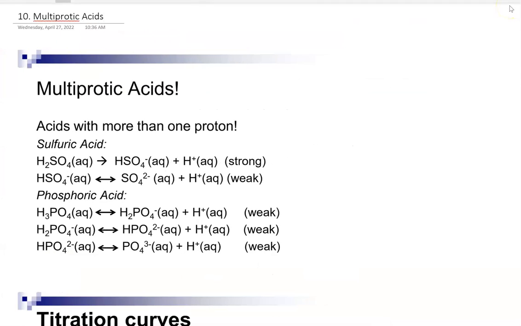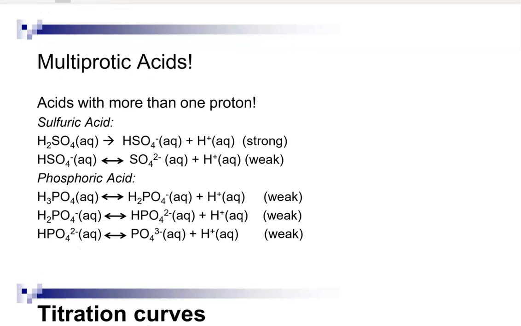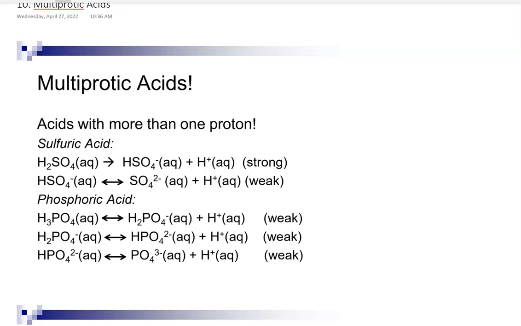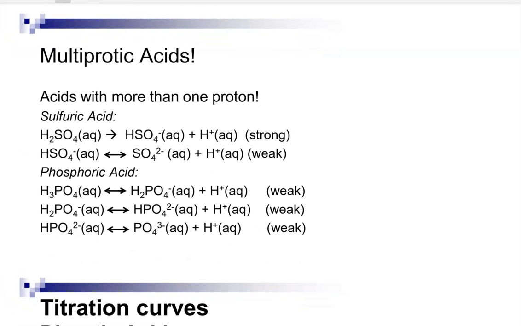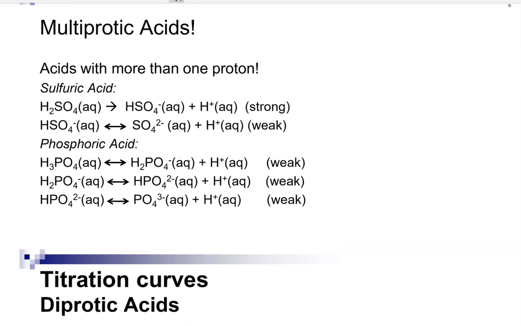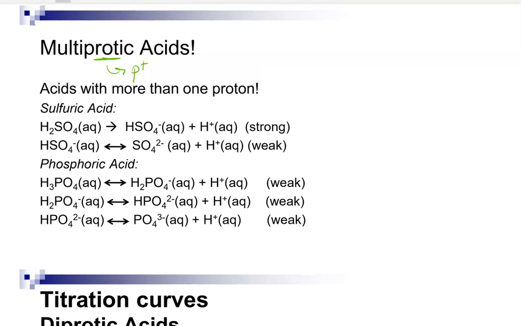All right, guys, quick set of notes here for number 10, multiprotic acids. Multi, of course, you guys know what that means: many, several. And then the root here, P-R-O-T, the proton. So what we're talking about are acids that have more than one proton to give off, more than one H plus ion that can dissociate.